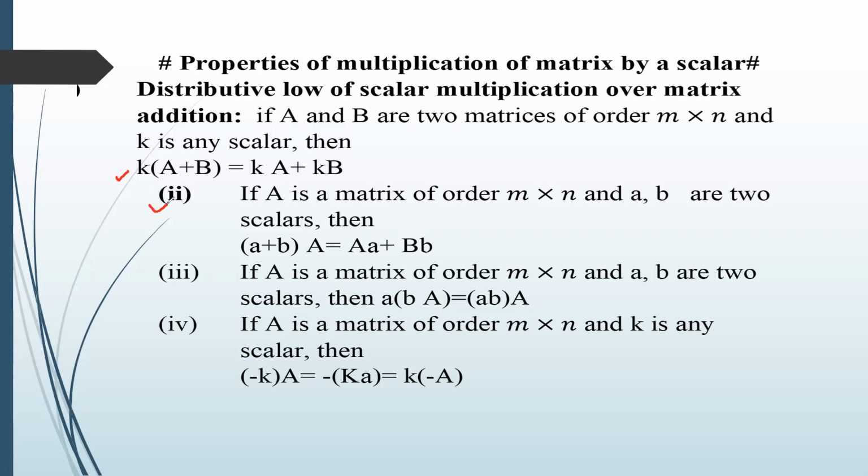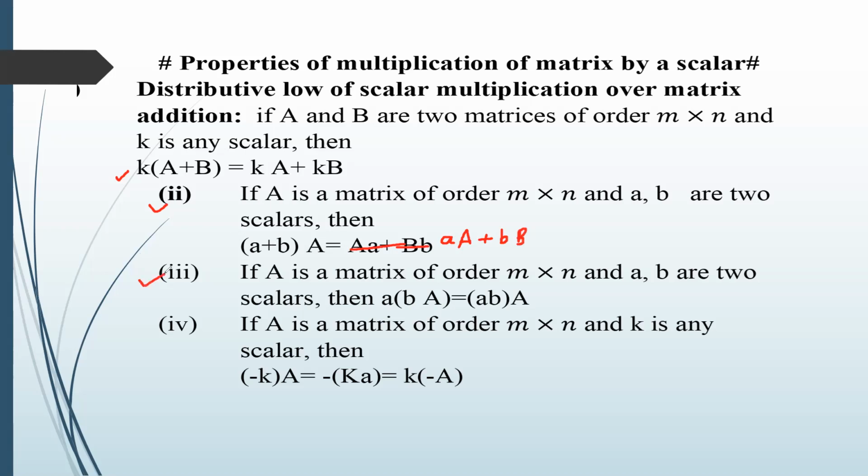Now we go for the next property. If A is a matrix of order m by n and a and b are two scalars, then a plus b times A is distributive over both. So this will come a A plus b A. We can write it as small a capital A plus small b capital A.